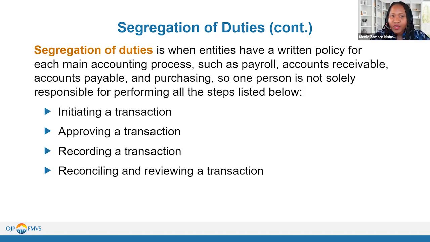And as we continue, there should be written policies and procedures for everything within your organization. So we have a few listed here in terms of payroll, accounts receivable, accounts payable, purchasing, and things along that line. You should make sure you have a policy and procedure for all of these different areas. And based on this, these are the steps that you would follow. So you want to make sure that you are initiating any type of transactions.